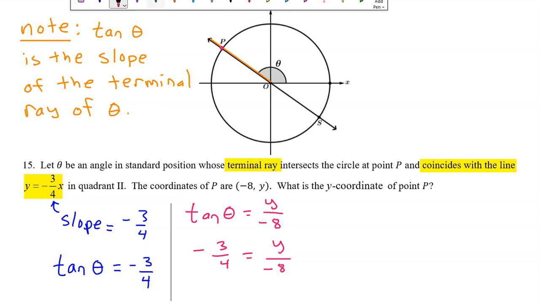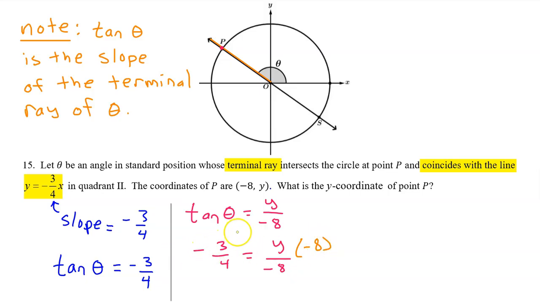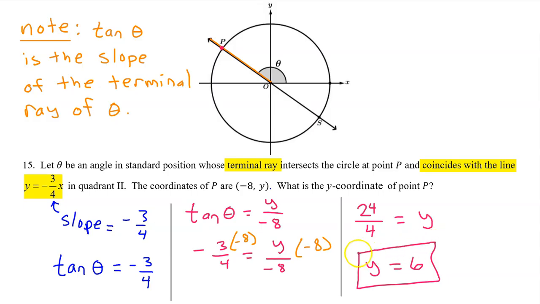We can solve this equation for y by multiplying both sides by negative 8. A negative times a negative is a positive, and 3 times 8 is 24. So y is equal to 24 over 4, or y is equal to 6. So that is the answer to number 15.